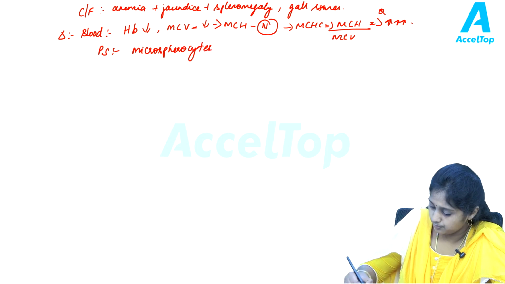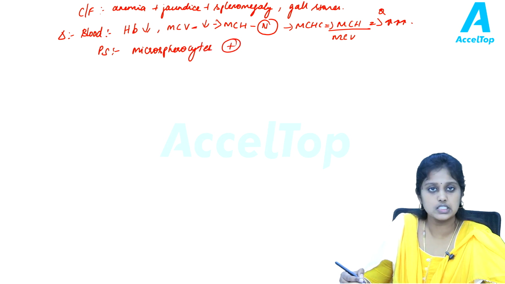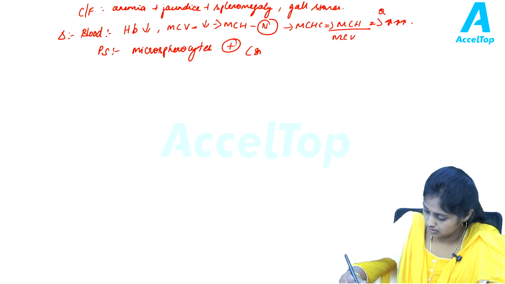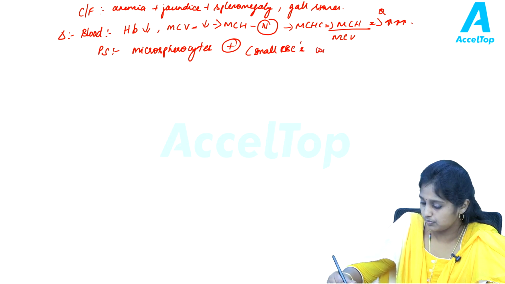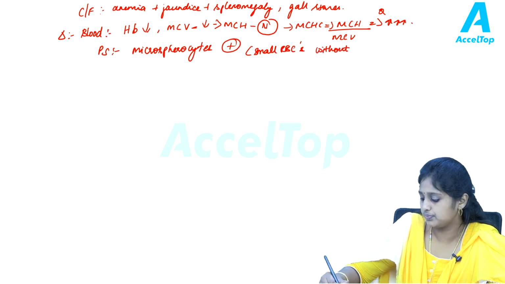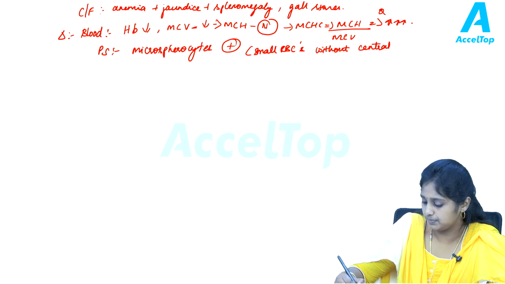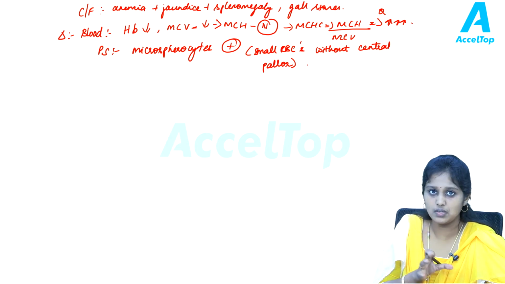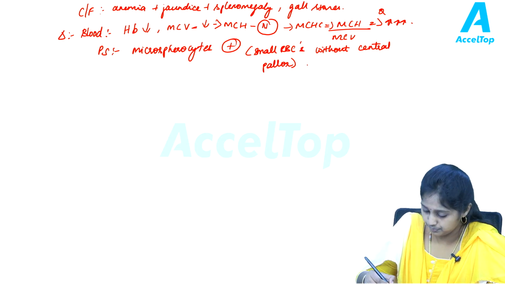You will be seeing microspherocytes. What are microspherocytes? They are small RBCs without central pallor. So microspherocytes are positive, means small RBCs without central pallor.